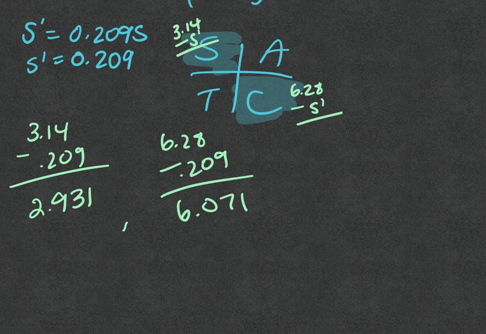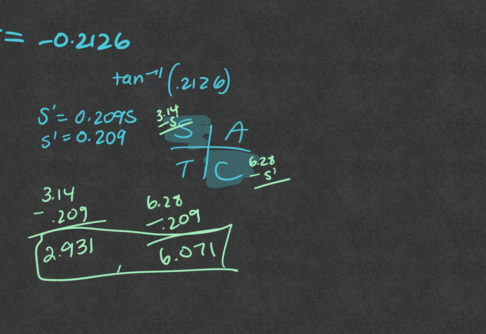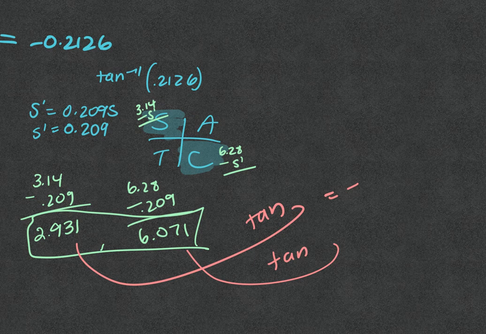2.931 and 6.071. So those are the two answers. That would give you a negative 0.2126. And these ones are the easy ones to check. If I do tan of each of these, then my answer should go back to the question. So tan of 2.931, I get negative 0.2138. They're not going to be exact, but as long as they're close, because we rounded. Tan of 6.071, negative 0.2154. Again, they won't be exact because we rounded, but they should be close and they should be negative.